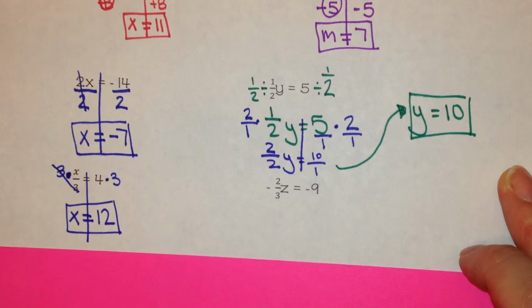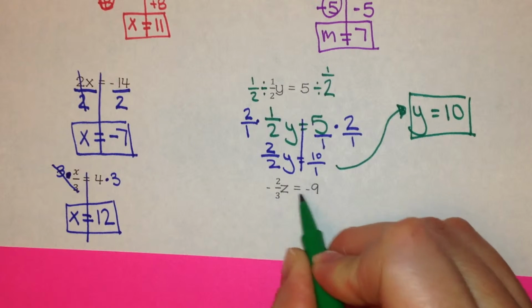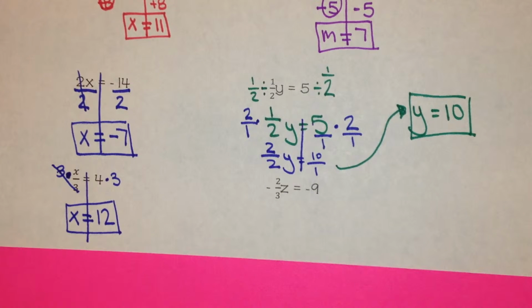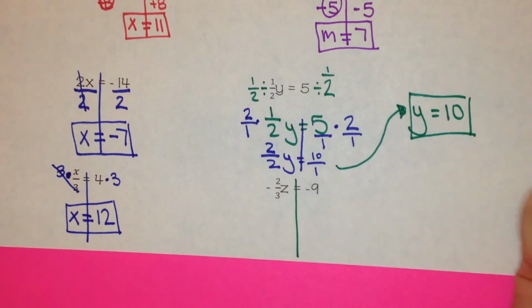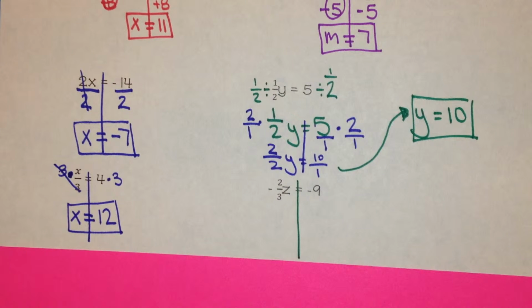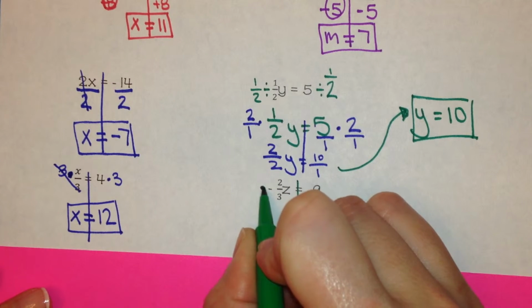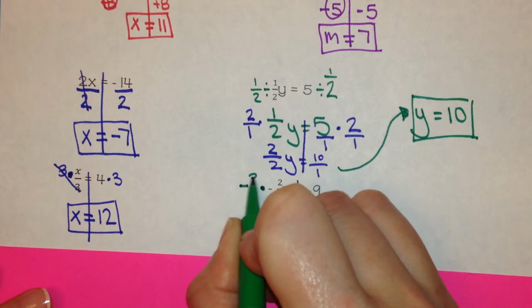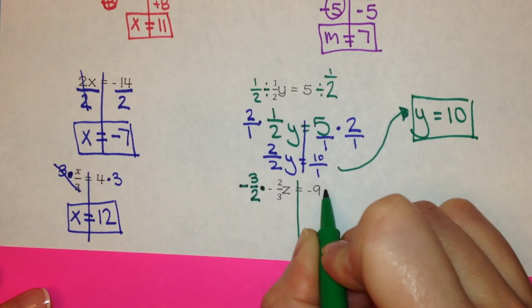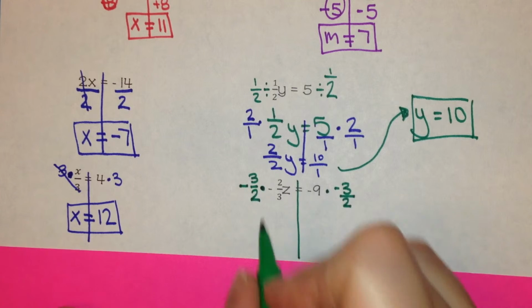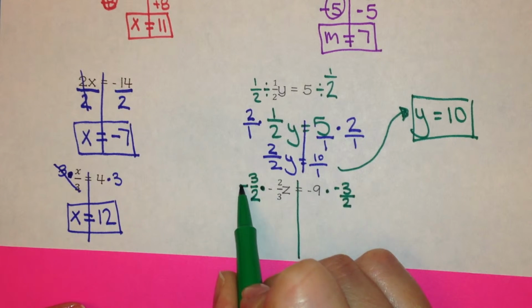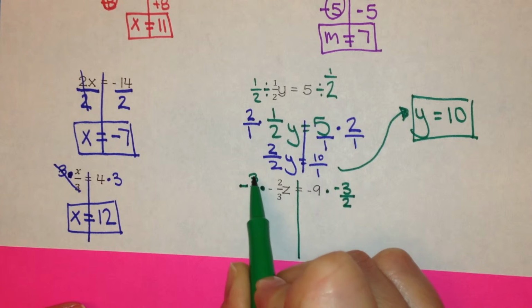All right, negative 2/3 times z equals negative 9. Again, to get the variable by itself, when it's being multiplied by a fraction, we're going to multiply by its reciprocal. But it's not only being multiplied by a fraction, it's being multiplied by a negative fraction. So we have to multiply this by the negative reciprocal. So negative 3 over 2. All right, so I have a negative times a negative is a positive.